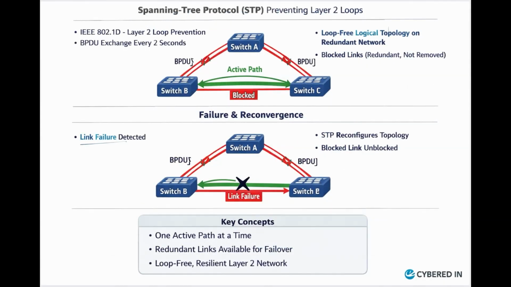Spanning tree protocol solves this problem by acting as a layer 2 loop prevention mechanism defined by IEEE 802.1D. STP logically builds a loop-free topology by allowing only one active path between switches, while placing redundant links into a blocking state. Switches exchange bridge protocol data units every 2 seconds to identify redundant paths and determine which links should be blocked. If an active link fails, STP automatically reconverges by moving a previously blocked path into a forwarding state. This ensures continued connectivity without introducing loops, providing both redundancy and stability in the network.